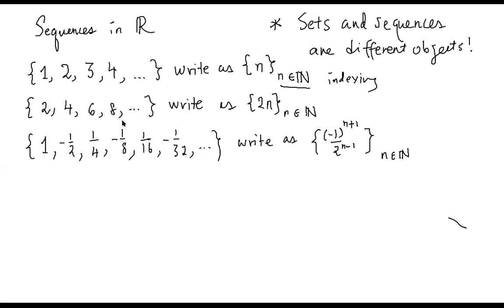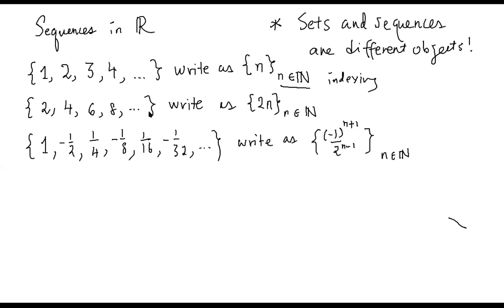And this one, 2, 4, 6, 8, and so on, is the sequence of even numbers. You write that as 2n. Because as you put n equals 1, you will get 2. n equals 2, you will get 4. n equals 3, you'll get 6, and so on. So these are very simple sequences.